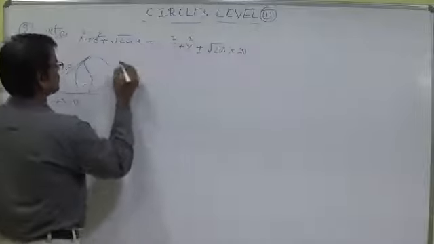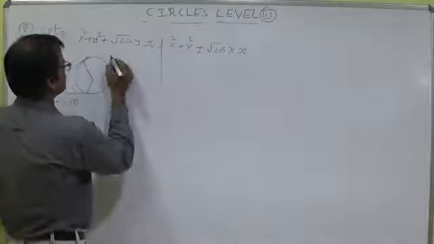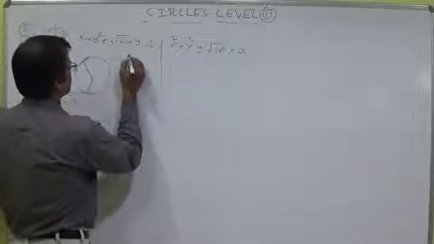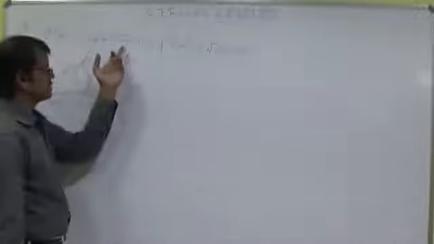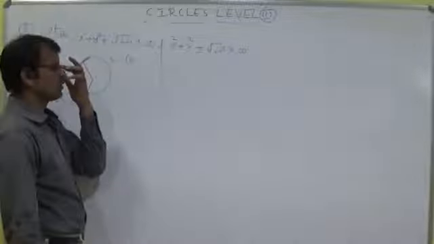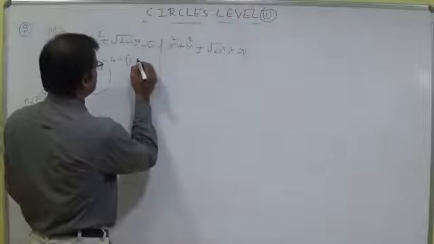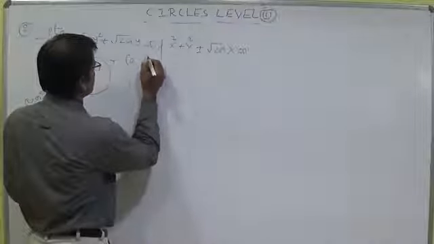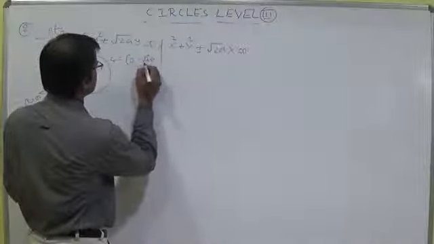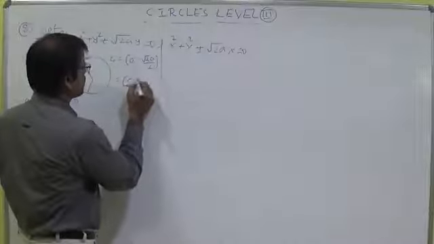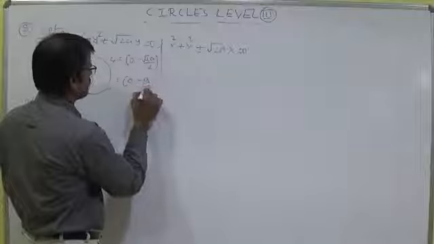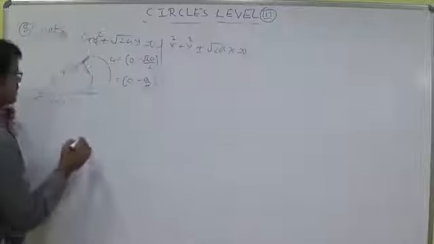Let us discuss about this one. Center: according to formula minus g comma minus f. So here this minus f means this is 2f. 2f is equal to root 2a. So by 2 you should write, minus root 2a by 2. That is equal to 0 comma minus a by root 2. Yes, minus a by root 2.